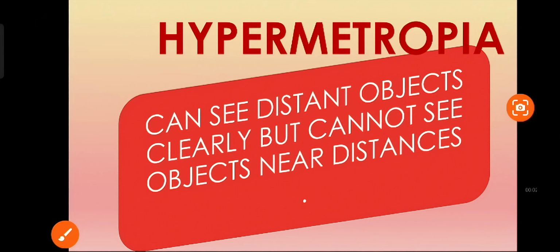Now, hypermetropia, or farsightedness. A person with hypermetropia can see distant objects clearly but cannot see nearby objects, because the near point for the person is farther away than the normal near point of 25 centimeters. That is, the near point is greater than 25 centimeters. So people cannot see the image of an object kept between the near point and the least distance of distinct vision.